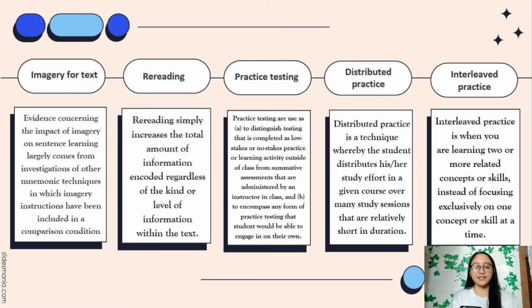The number 6 technique, imagery for text. Evidence concerning the impact of imagery on sentence learning largely comes from investigations of other mnemonic techniques in which imagery instructions have been included in a comparison condition.